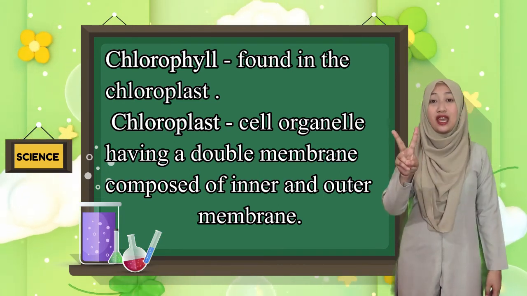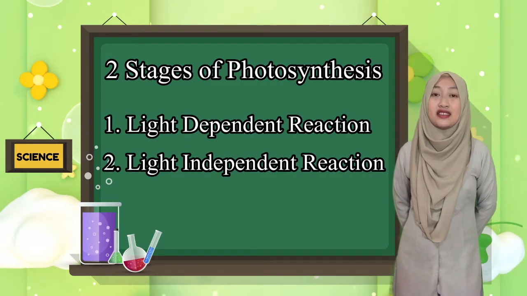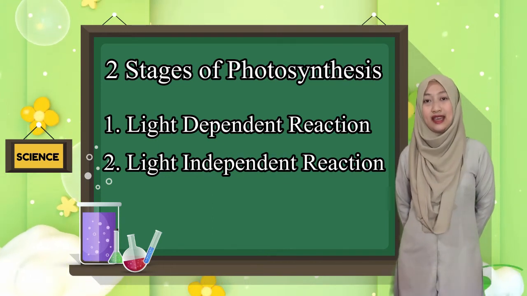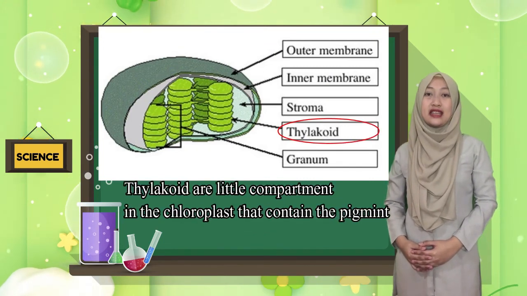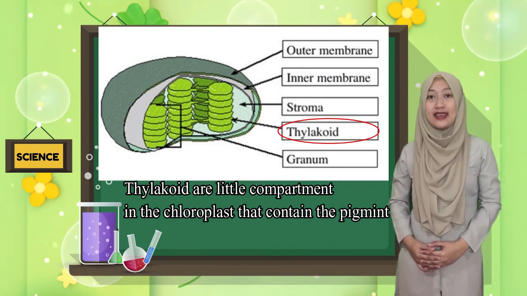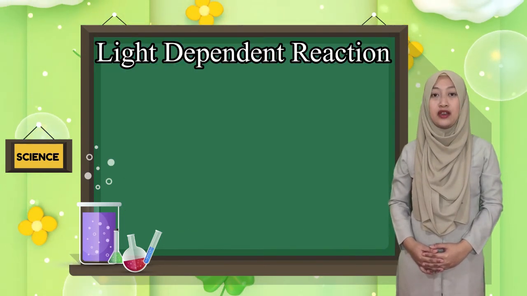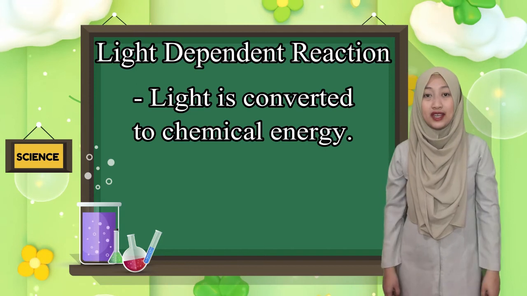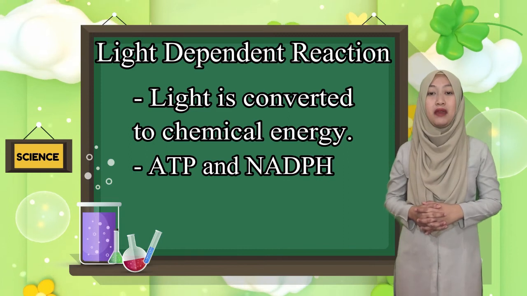So there are actually two stages of photosynthesis. We have the light-dependent reaction and the light-independent reaction, which is also called the Calvin cycle. The light-dependent reaction occurs in the thylakoids. Now, where are these thylakoids? Thylakoids are little compartments in the chloroplast that contain the pigment. They are stacked together, which we call the granum. In the light-dependent reaction, the light is converted into chemical energy. We have the ATP and NADPH.